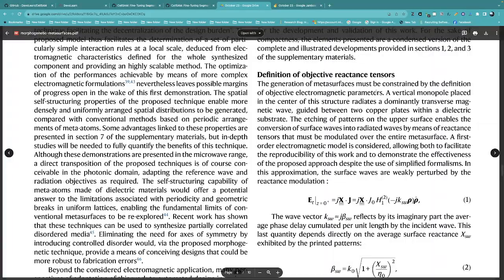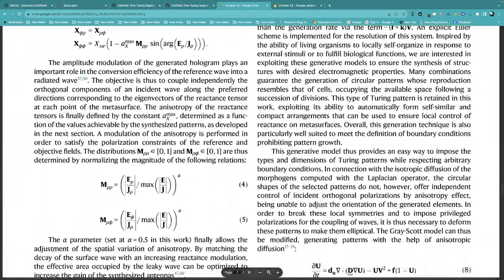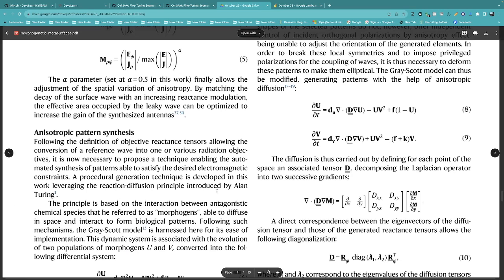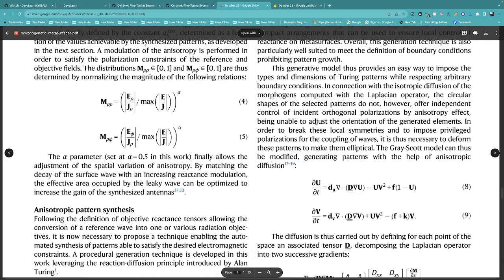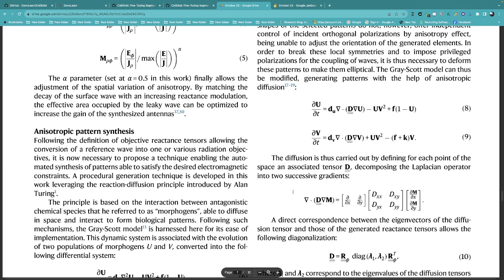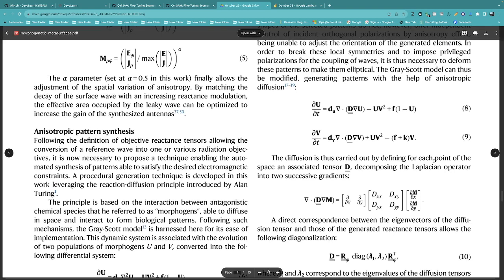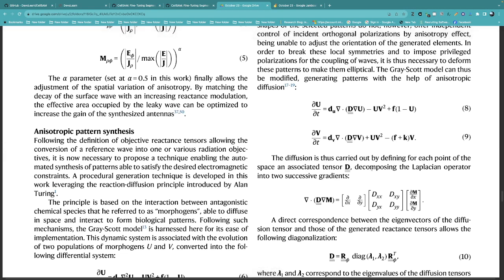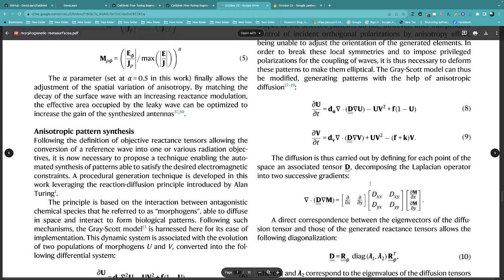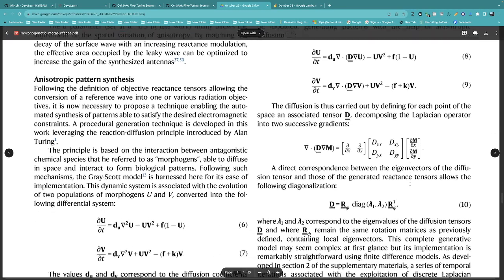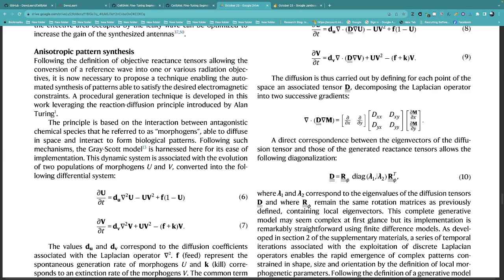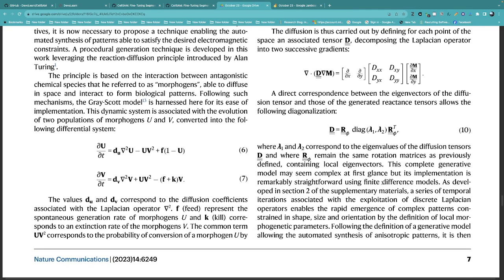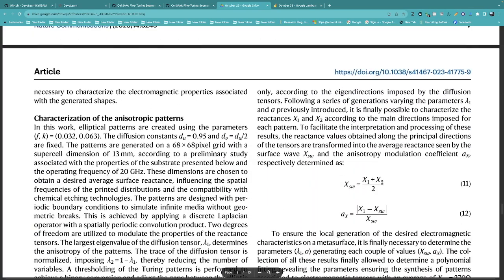And definition for objective reactance tensors. This anisotropic pattern synthesis. So they use the Gray-Scott model here, and they define this. Then they're able to look at diffusion, which is by defining each point of the space with an associated tensor D, decomposing the Laplacian operator into 2 successive gradients, shown here. And then there's a direct correspondence between the eigenvectors of the diffusion tensor and those of the generated reactance tensors, allowing the following diagonalization of the matrix. And then this is where you get your eigenvalues, and then you can do some of this other stuff.